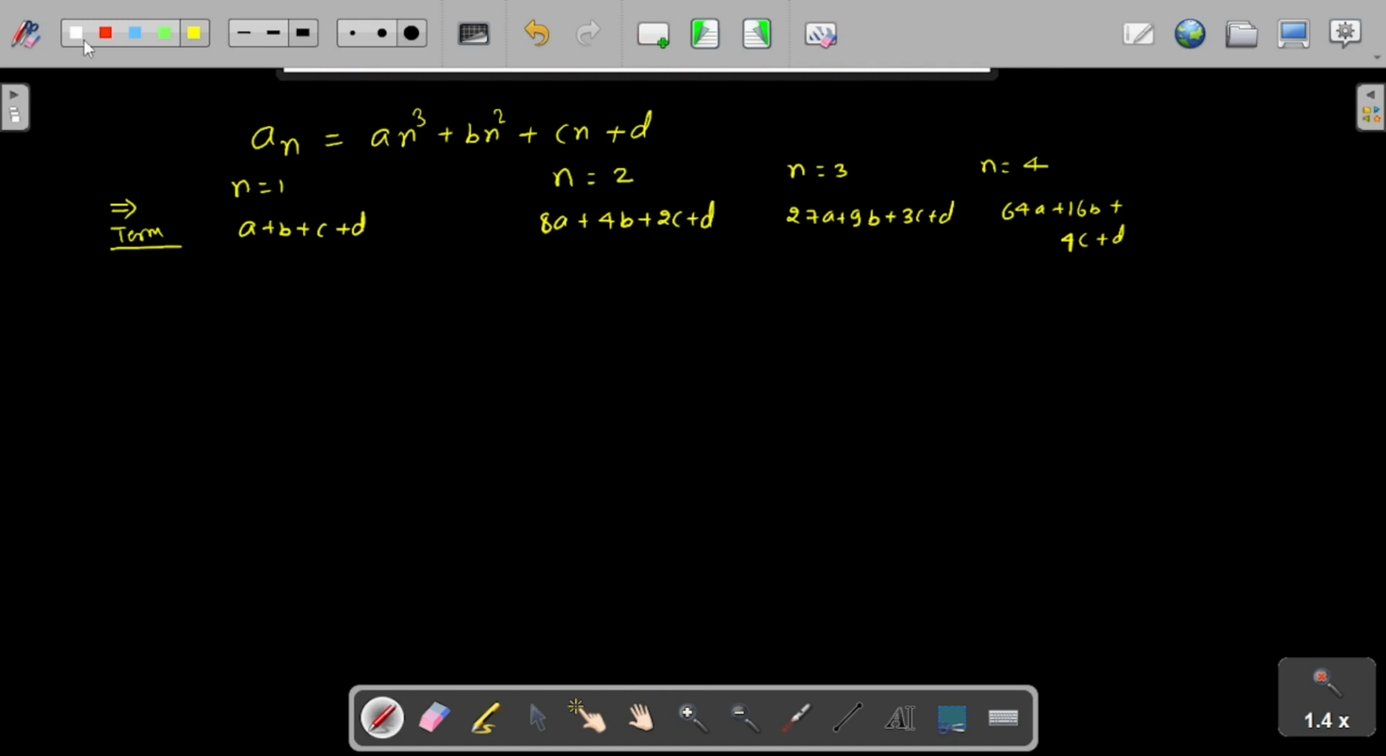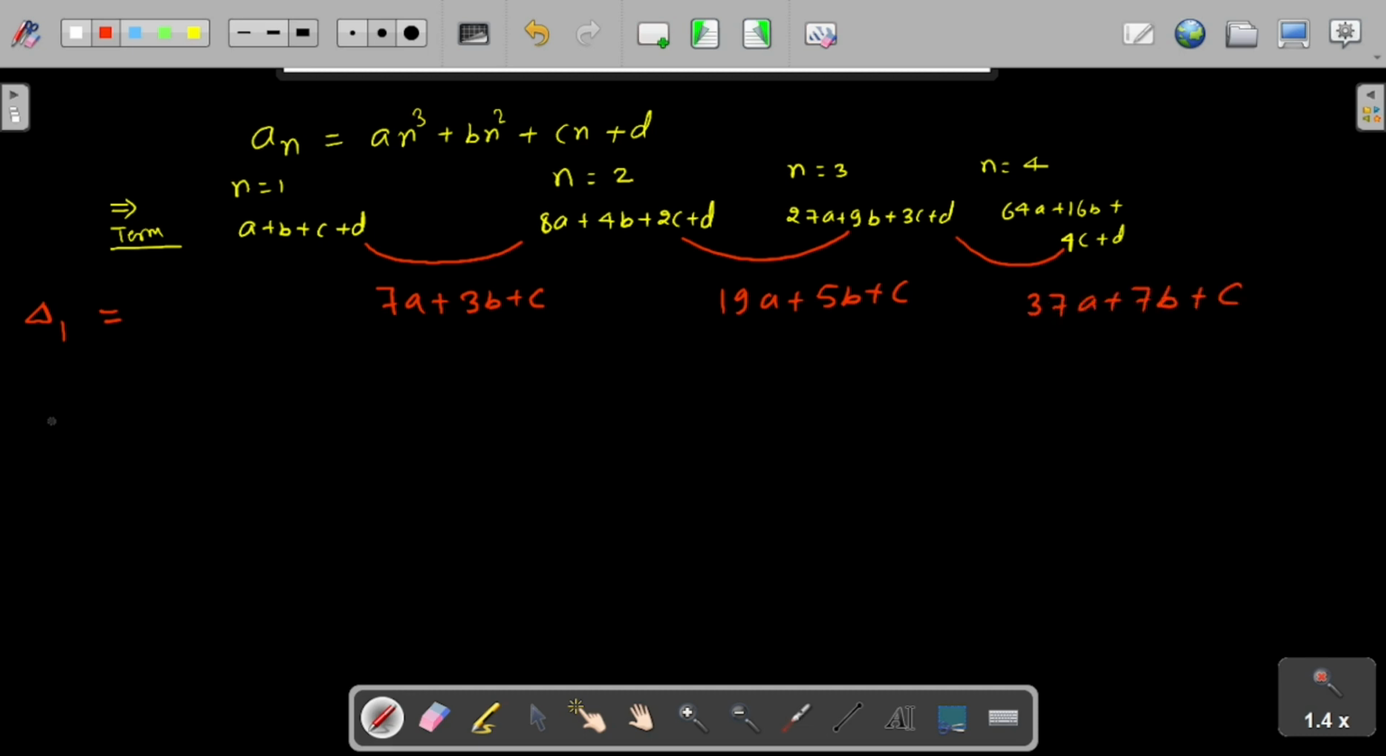What we have to do? We have to take the first difference. So I'm going to write the first difference, that is the difference between these two terms. So this is going to be 7a plus 3b plus c. The difference between the next two terms, let me write clearly, is going to be 19a plus 5b plus c, and the difference between these two terms is going to be 37a plus 7b plus c. Okay, so next find the second difference.